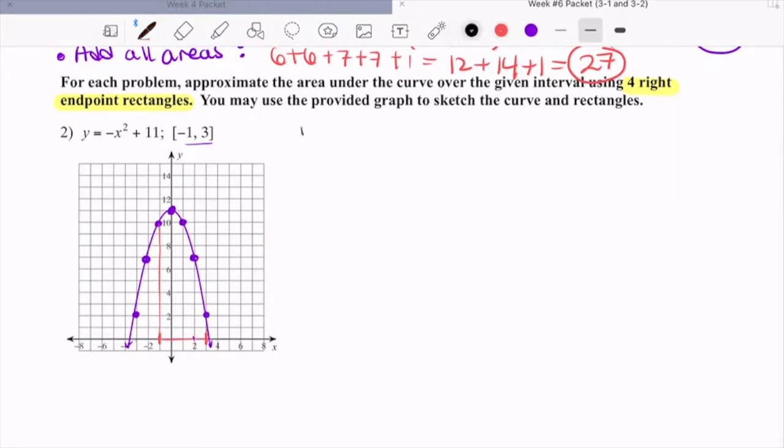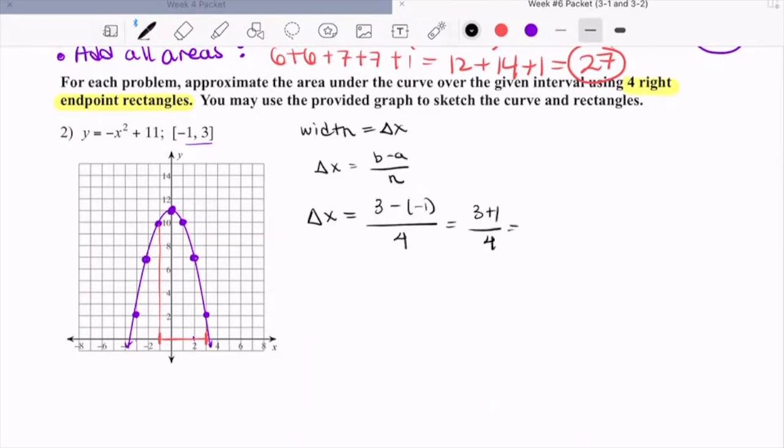So to get started, we need to determine the width of our rectangles. So for us, recall that width is going to be b minus a over n. Our a is negative 1, our b is 3. So our width is going to be 3 minus negative 1, and we want a total of 4 rectangles. So that becomes 3 minus negative 1 is just 3 plus 1 over 4, which is 4 over 4, which is just 1. Then we see here that our interval, this negative 1 to 3, has a length of 1, 2, 3, 4. So then each chunk, each unit, is going to be a rectangle.